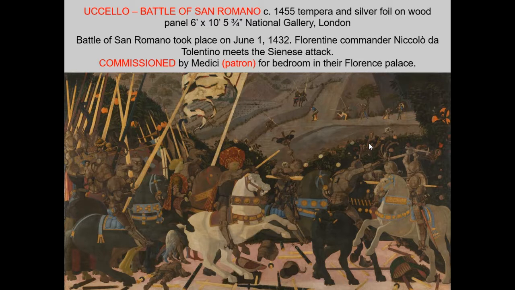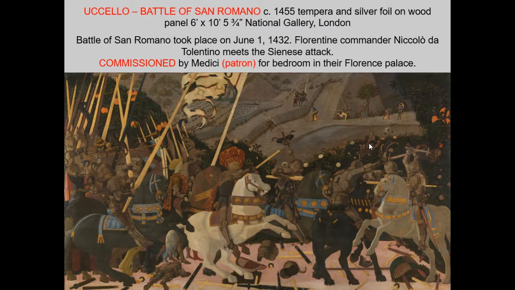Uccello's painting here is part of a series that was commissioned for the palace of the Medici family, and it shows one of several scenes that are key moments in Medici's rise to power in Florence. So this one is the Battle of San Romano, which had happened in 1432. The painting was commissioned and completed in 1455, so they're looking a little bit back to their past history. The Medici then are the patrons, right? The patron is the person who requests the work and pays for it.